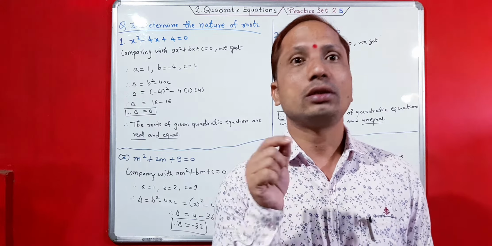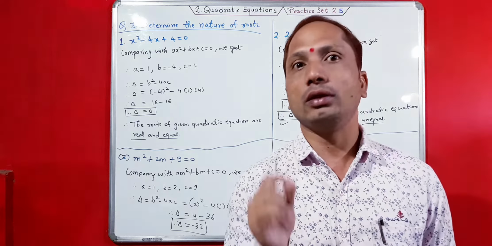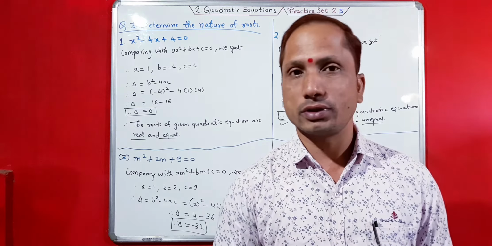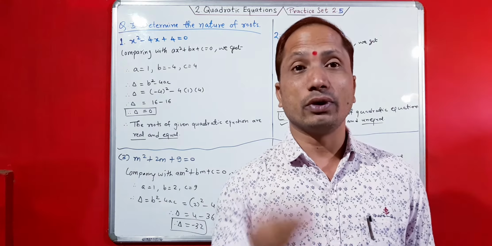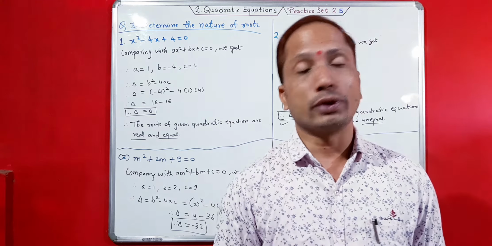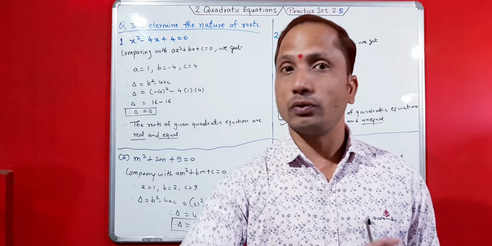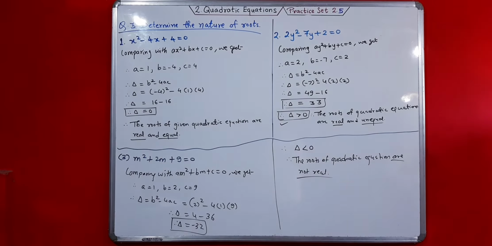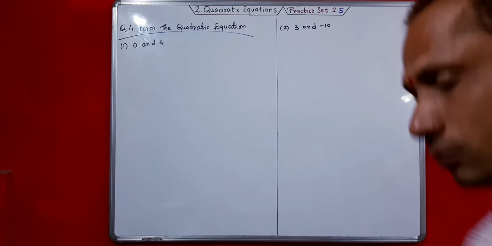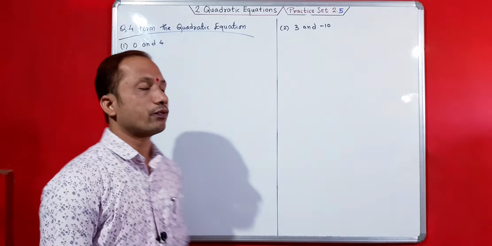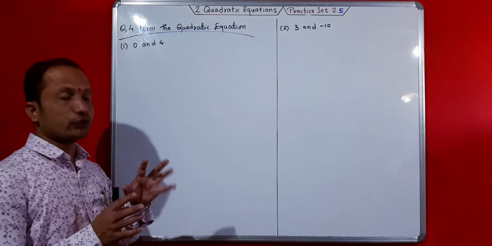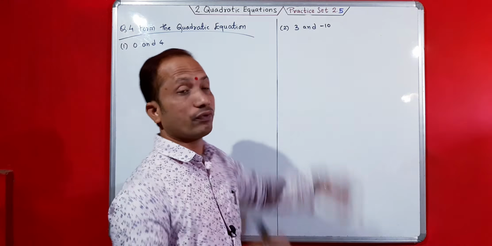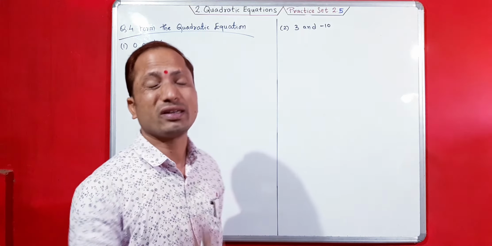So these are the three conditions you have to apply after calculating your discriminant delta, b square minus 4ac, to find out the nature of the roots of the quadratic equation. So this is question number 3. We have solved it, and now we are going to solve question number 4. In this question, we have to form the quadratic equation from the given roots. Two roots are given for each quadratic equation.